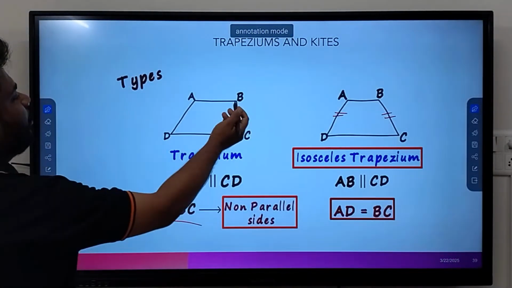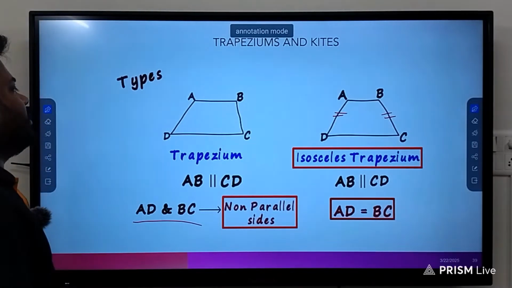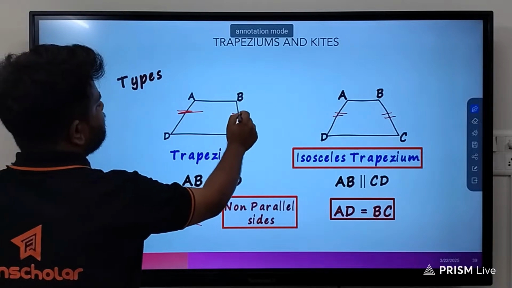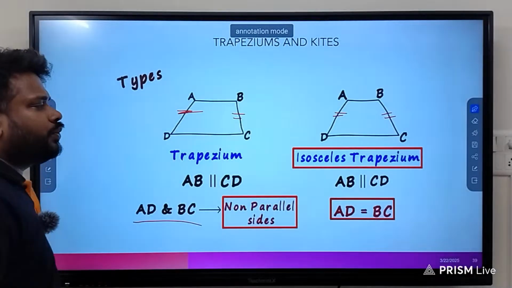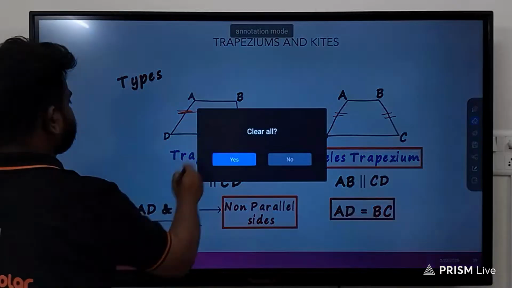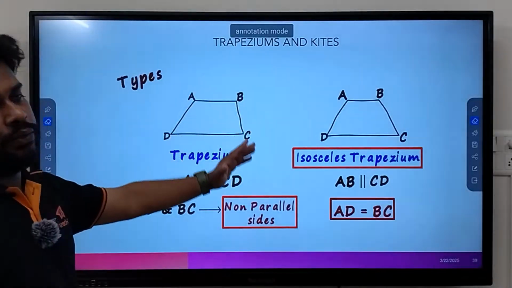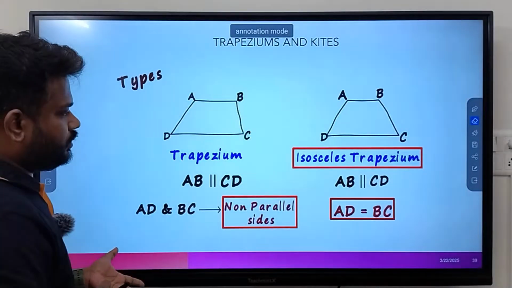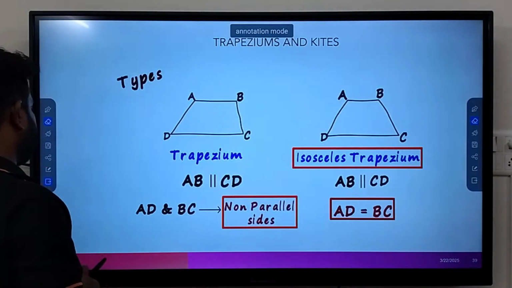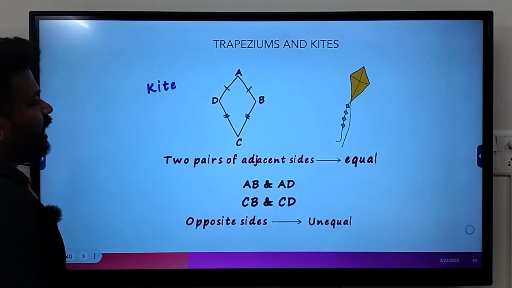From this one you can also ask, sir, are these two lines not equal? No, these two sides are not equal. Maybe in the image it looks like they are equal, but actually they are not. Okay, so got it. Now the next will be kite.